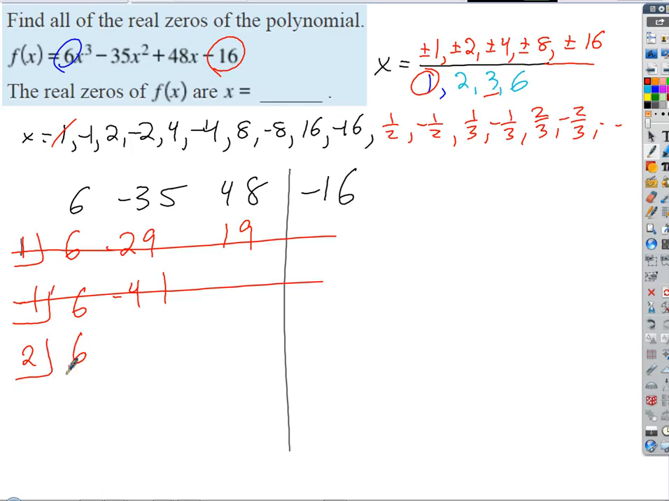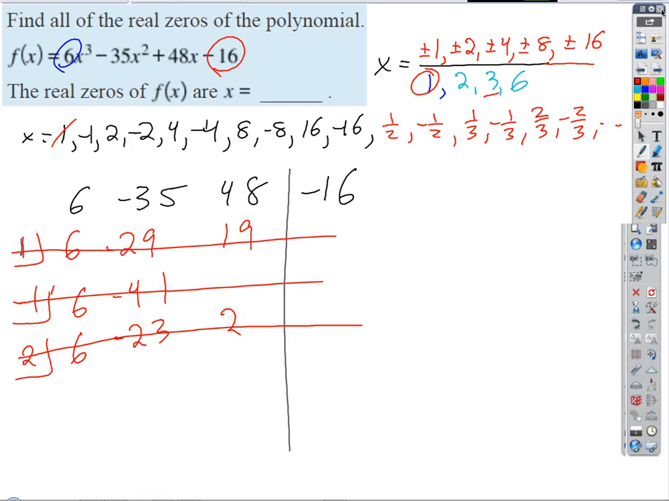Bring down the 6. 6 times 2 is 12, plus negative 35. Negative 23, good. 2 times negative 23, negative 46. Negative 46 plus 48 would be 2. So that's not going to work either. So we just got to keep going down the list. And it might take you a little while to get one that works.